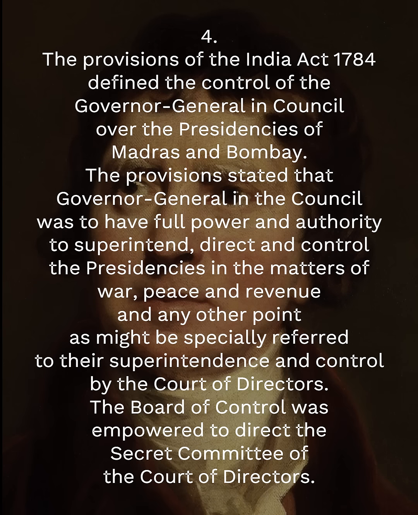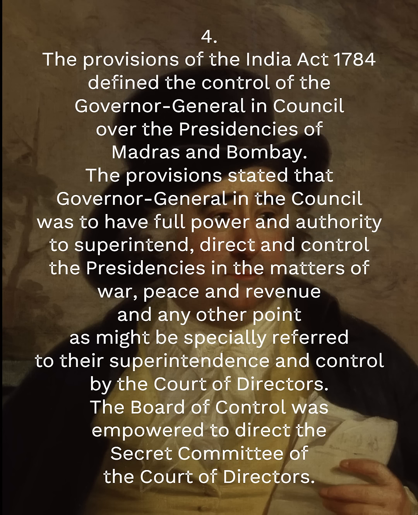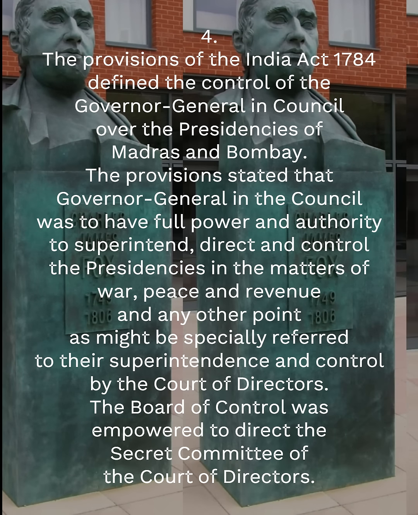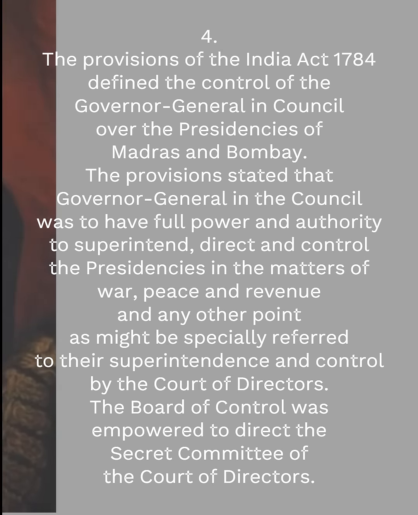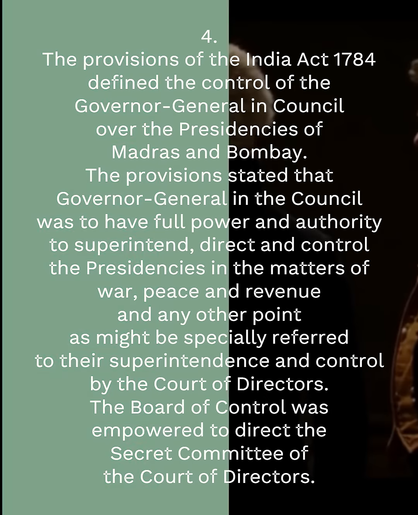4. The provisions of the India Act 1784 defined the control of the Governor-General in Council over the presidencies of Madras and Bombay. The provisions stated that the Governor-General in Council was to have full power and authority to superintend, direct and control the presidencies in the matters of war, peace and revenue and any other point as might be specially referred to their superintendence and control by the Court of Directors. The Board of Control was empowered to direct the secret committee of the Court of Directors.